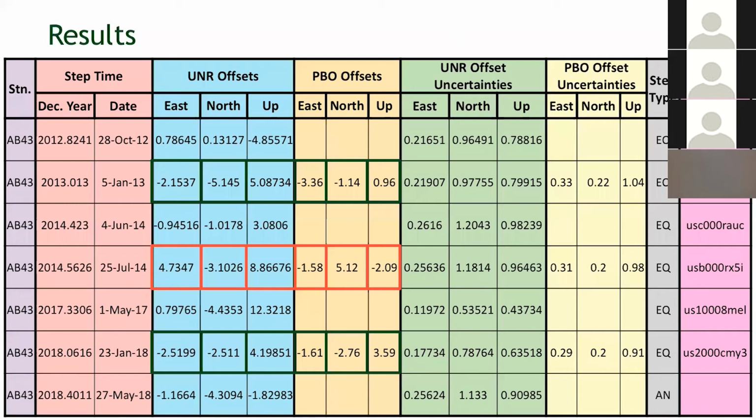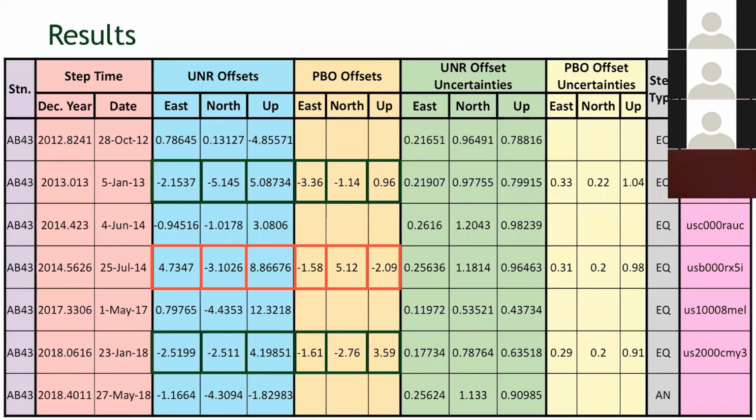So I'm sorry if you addressed this. So why are some of the rows blank for PBO when UNR has information? Yeah, the way that UNR calculates its earthquake offsets is different from the way PBO does. The radius of potential influence of an earthquake is not necessarily the same. So you can't compare things that aren't the same, or events that don't exist on both tables. So that's part of the problem.